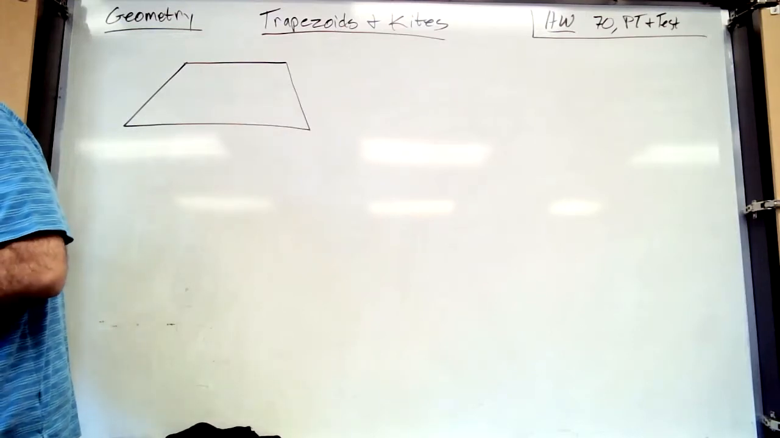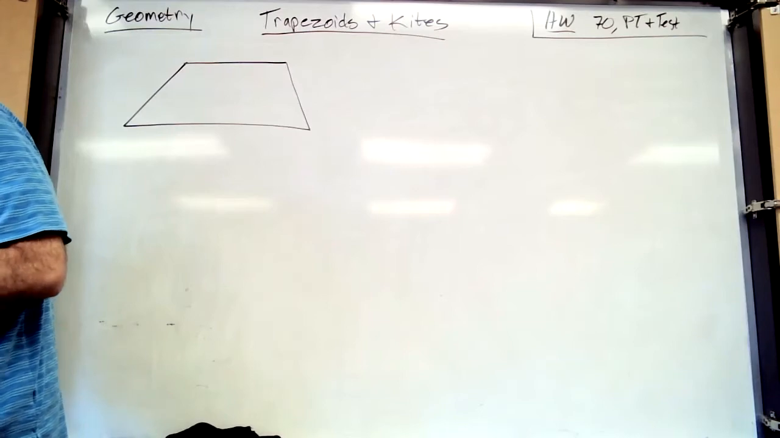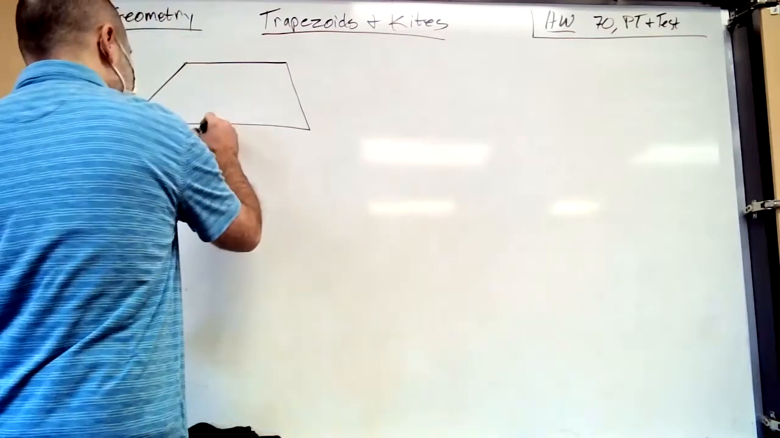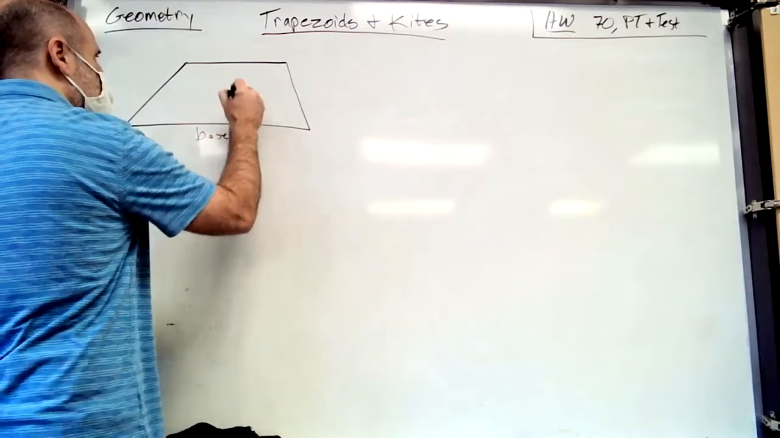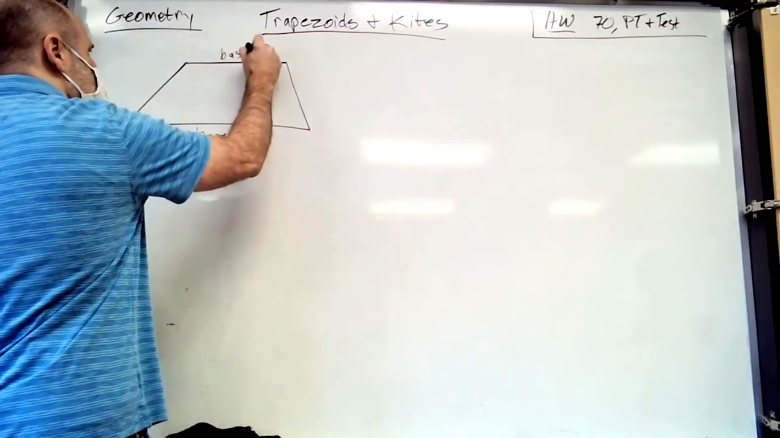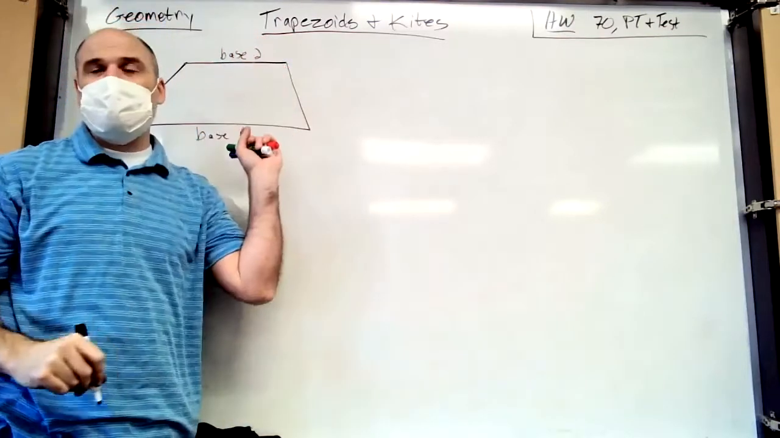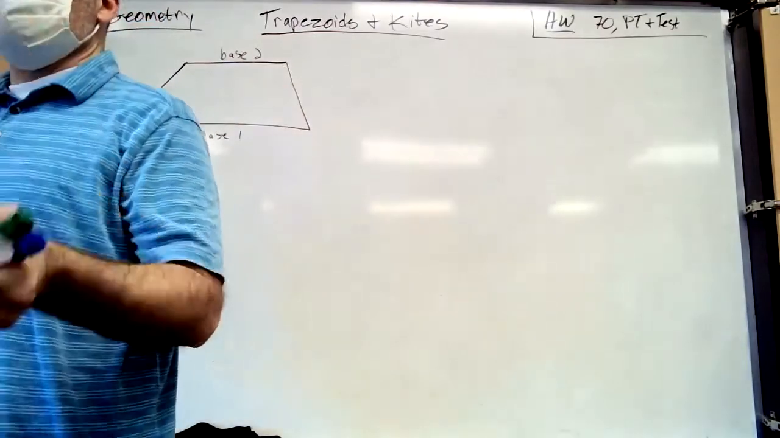But the bases of a trapezoid are the two parallel sides. So this is a base. You could call this base 1 and this base 2, or the other way around. It doesn't matter which one's longer.